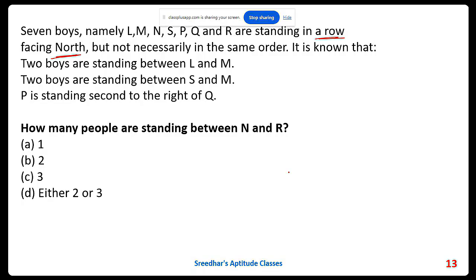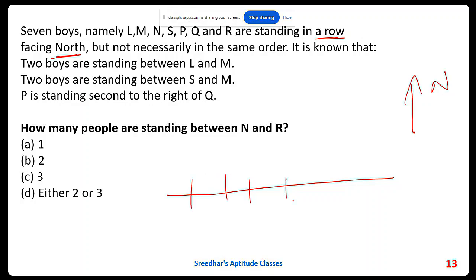Right. Here is the answer. 7 boys sitting in a row facing north. So 1, 2, 3, 4, 5, 6, 7. 2 boys are standing between L and M. 2 boys are standing between S and M. Suppose I take L here, M here, 2 boys are standing between L and M, and 2 boys are standing between S and M also.